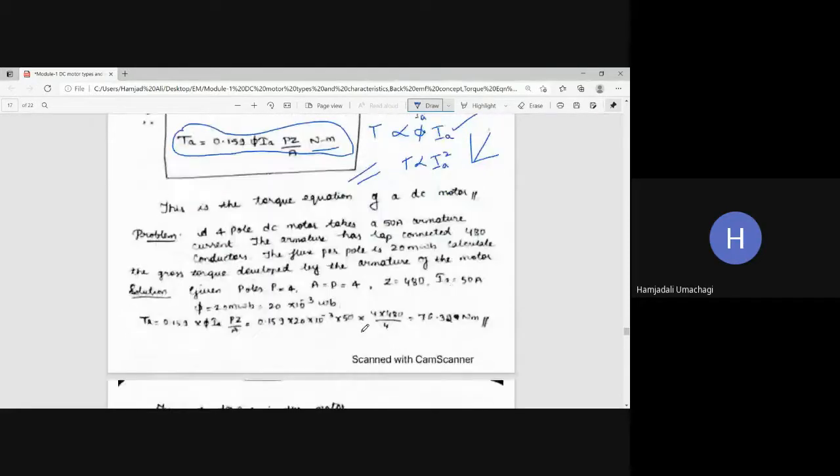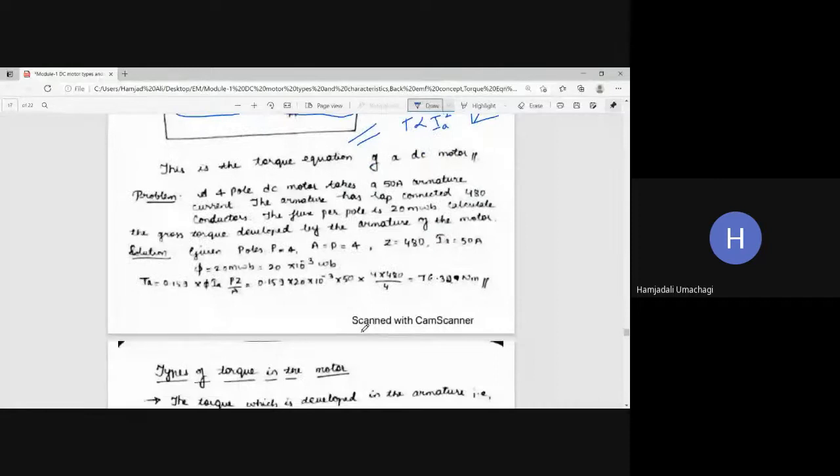Now we'll see certain problems on this. A 4-pole DC motor takes a 50 ampere armature current. The armature has lap connected 480 conductors. The flux per pole is 20 milliwebers. Calculate the gross torque developed by the armature of the motor.